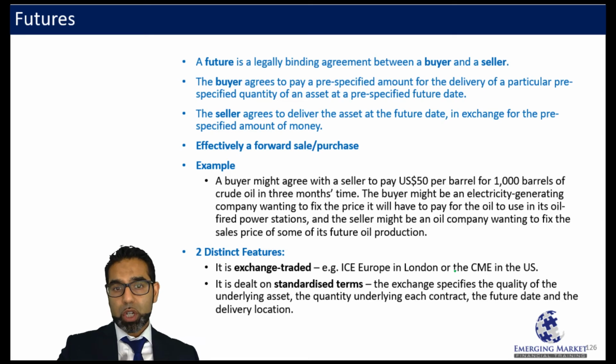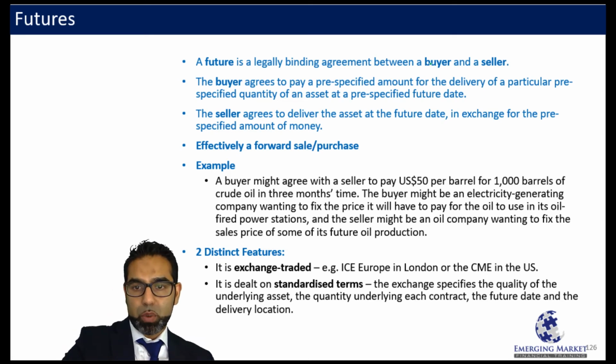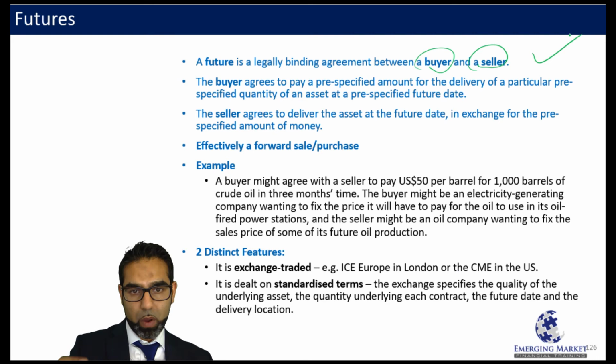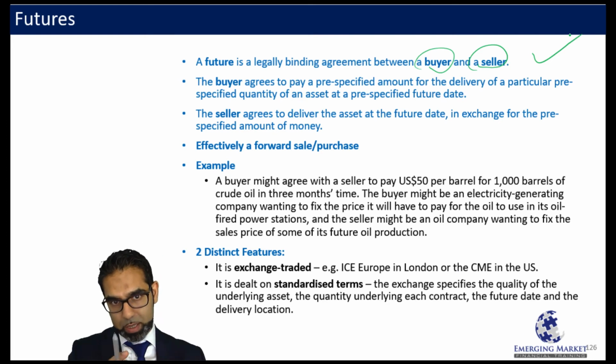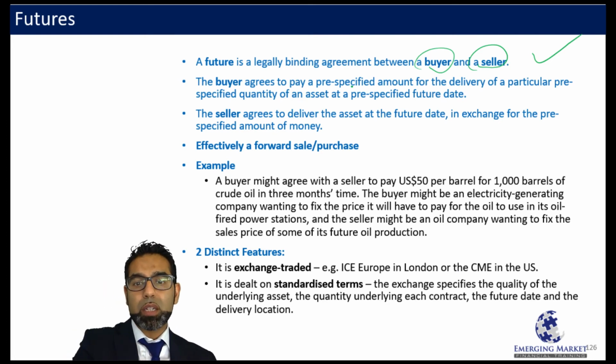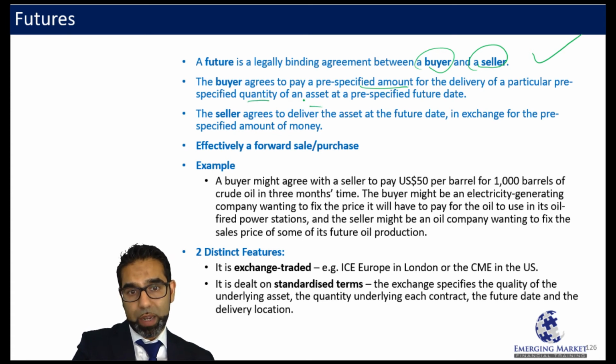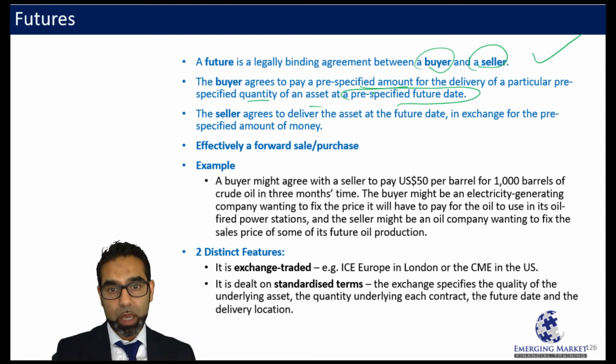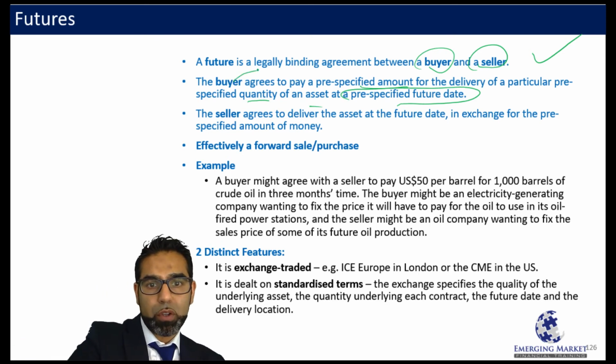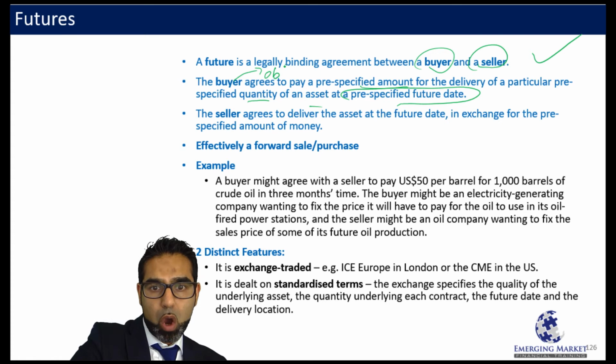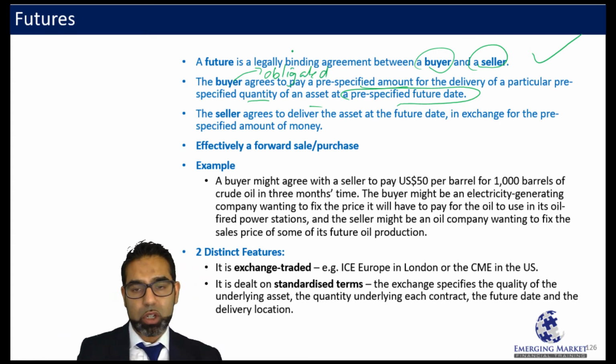A future is a legally binding agreement between a buyer and a seller. Straightforward so far. Every derivative needs a buyer and a seller. The buyer will agree to pay an amount for delivery of a quantity of an asset, pre-specified, at a date in the future. Okay? They don't just agree in a future or forward, they are obligated. They don't have a choice. They have to go through with this, contractually obliged.